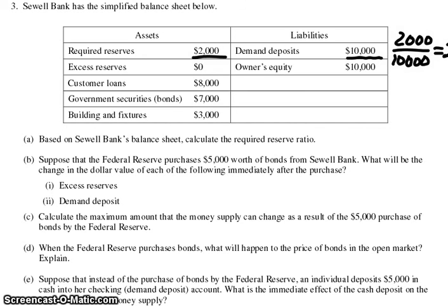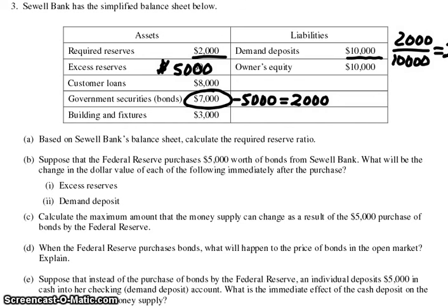Next, it says, suppose the Federal Reserve purchases 5,000 worth of bonds from Sewell Bank. What will be the change in the dollar value of each of the following immediately after the purchase? So excess reserves are originally zero when the Fed buys these bonds from Sewell Bank. There's $7,000 worth of bonds, so you lose 5,000 there, meaning that now they're going to have $2,000 worth of bonds, but excess reserves grow to be 5,000.